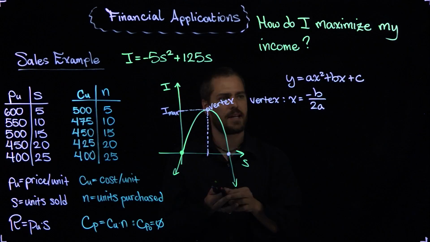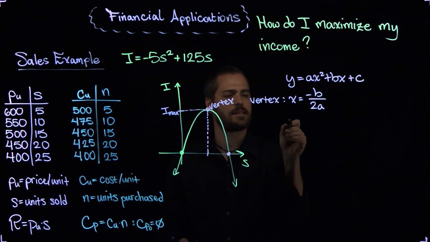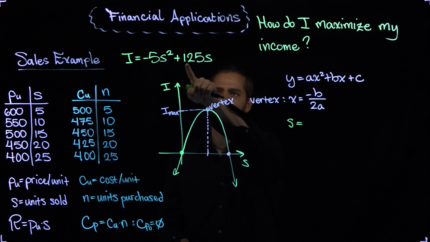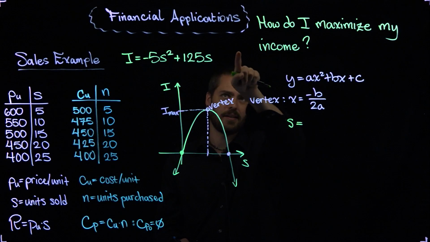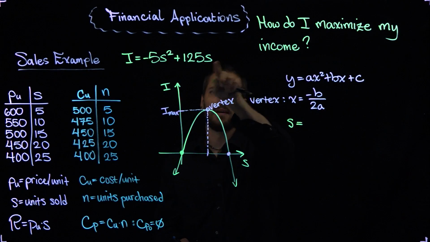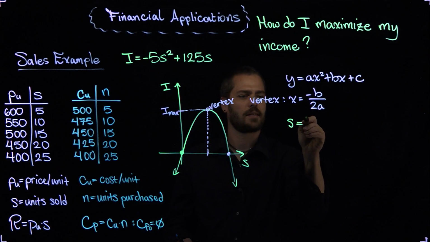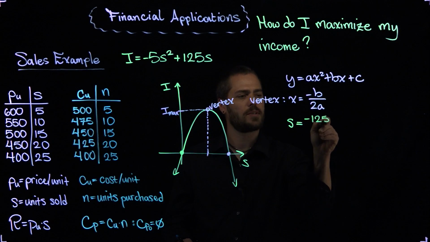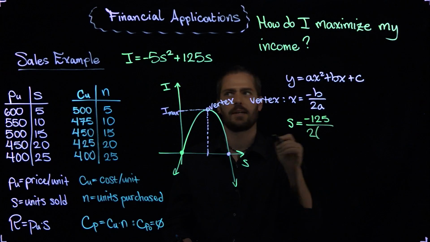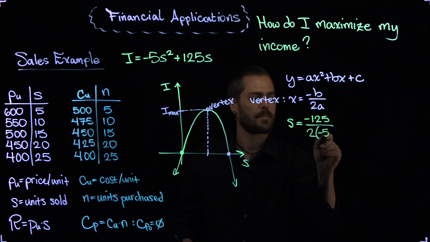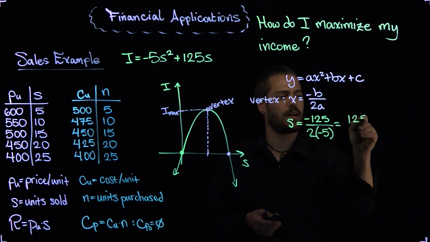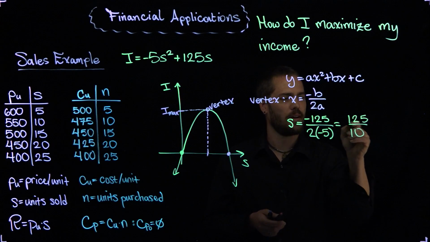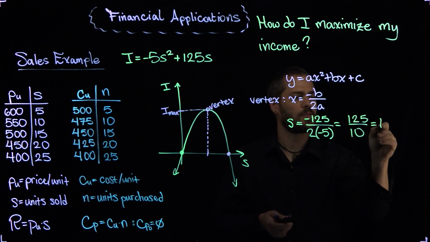So if I want to find the vertex here, I'm going to say s equals negative b. Now why am I calling this b? The b term is the one that has the x, but I don't have my constant term out here. That's 0, so it's the c that I'm missing when I relate it to this equation. So s equals negative 125 over 2 times negative 5. Those negatives cancel, so this is 125 over 2 times 5, which is 10. 125 divided by 10 is exactly 12.5.